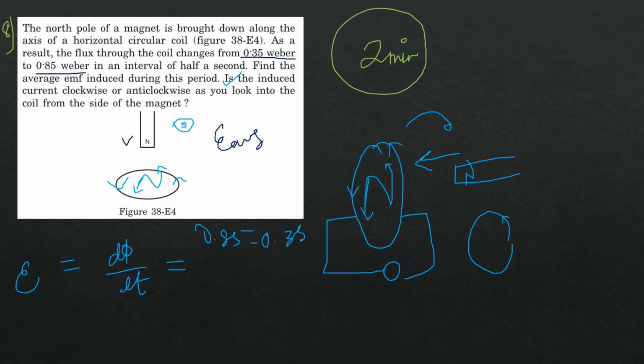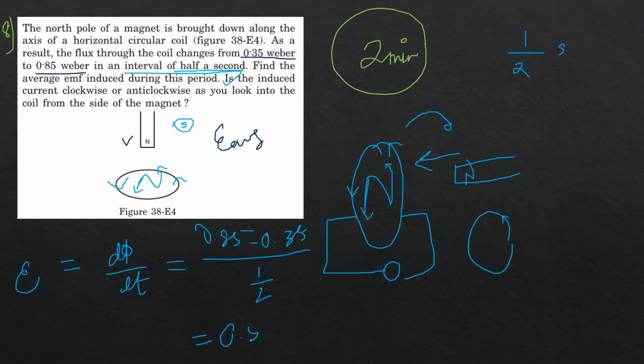Divided by dt. Dt is what? Time. What is the time here? In an interval of half a second. It's not written in numbers, it's written in words. Half a second means just half second, which means 0.5. So instead of 0.5, let's put only half. So 0.85 minus 0.35 is 0.5.